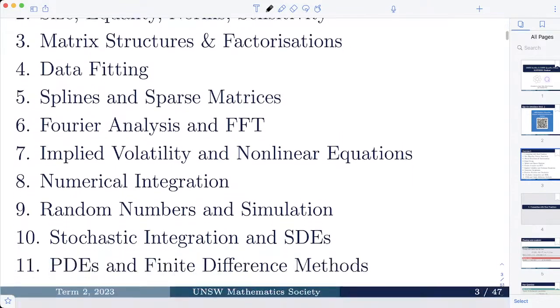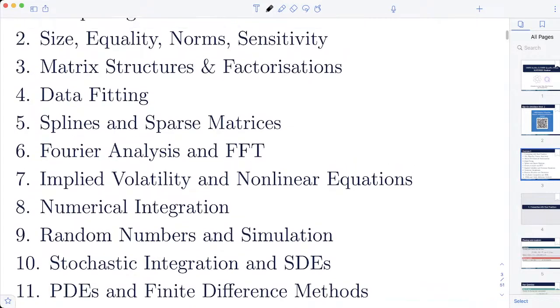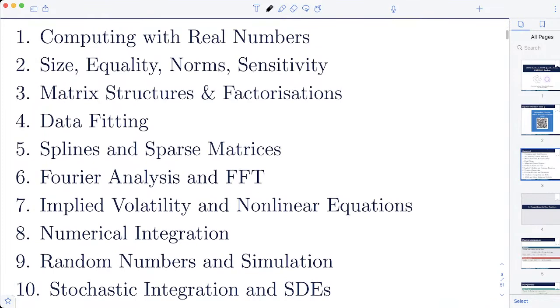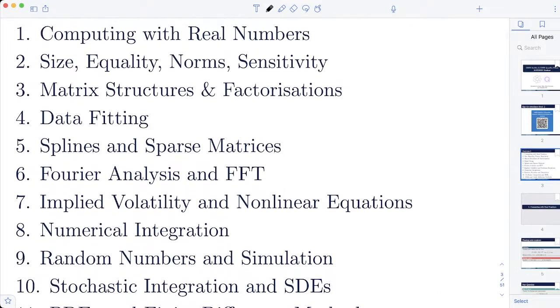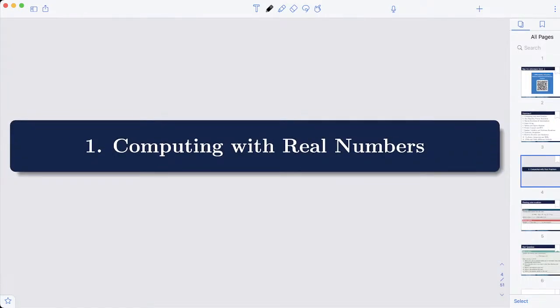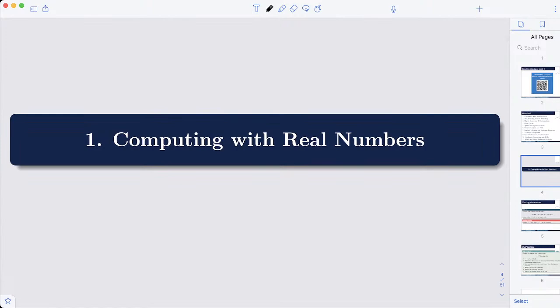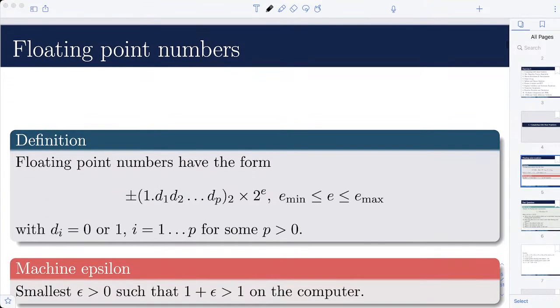So let's just get started, and it's just revision, maybe a few things that you've forgotten, since the last few topics are quite content heavy, and it's been a while since you might have done some of the earlier stuff. So let's talk about computing with real numbers, which is really just all of our stuff with floating point numbers.